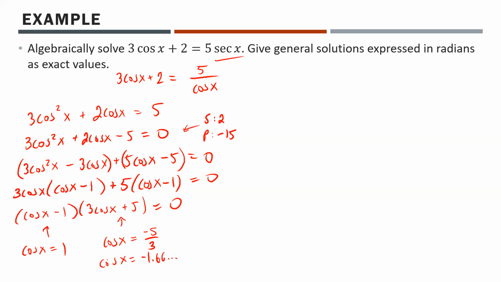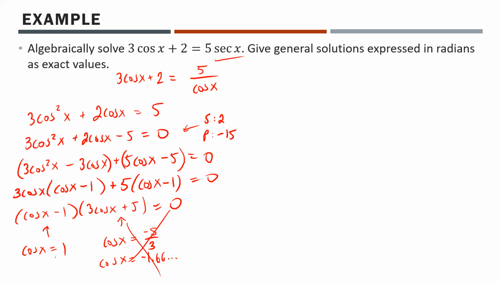Hopefully you remember, cosine, just like sine, has to always be between negative 1 and positive 1. So this is good news for us. Cosine x equals negative 1.666, that's never going to happen. That's a number less than negative 1. If you don't believe me, you could always use inverse cosine on that. Ha ha ha, that does not work. So the only thing we have here is cosine x equals 1.